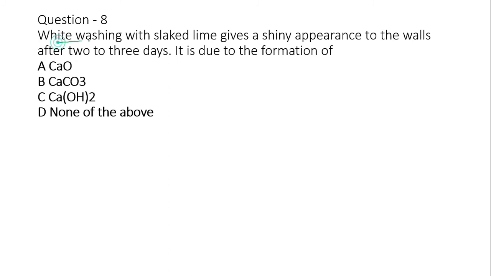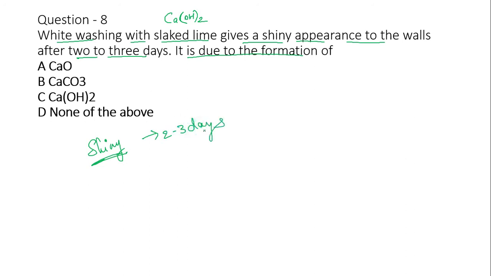Yeah, whitewashing with slaked lime gives us a shiny appearance to walls. So firstly, what is slaked lime? It is Ca(OH)2. Calcium hydroxide is your slaked lime. After 2 to 3 days, it is due to the formation of what? That means they are asking about the shiny appearance which is there after 2 to 3 days. It is coming due to what?